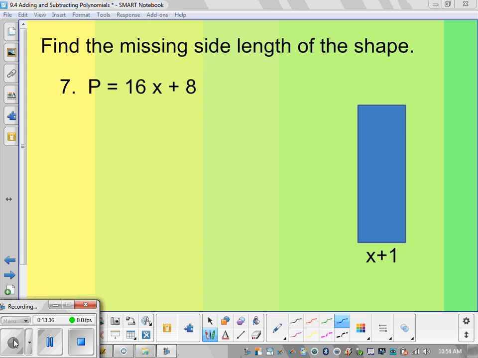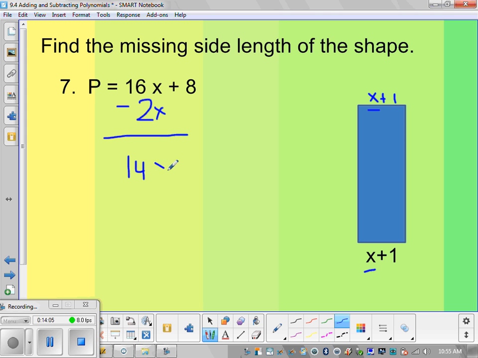The next one is a little interesting. You might want to label what you know, and then we can figure out the rest. If the bottom base is x plus 1, that would mean the top base is also x plus 1. So far, our perimeter, we have 2 x's, but the whole perimeter is 16x. So that means I have 14 x's left to use.